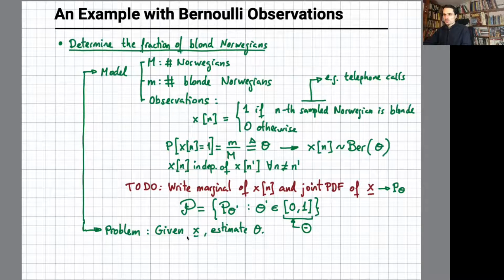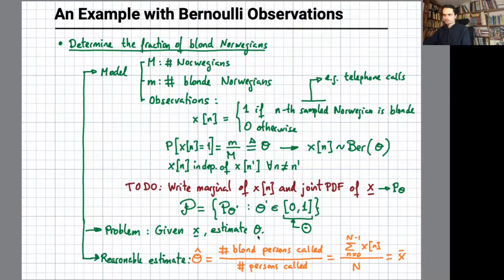So the problem is, given the vector with all these observations, estimate theta, right? And perhaps the most reasonable estimate that any human being would come up with is the number of blonde persons that we called divided by the number of persons that we called, right? So this is this summation divided by n, which is essentially the sample mean of the x. Again, this is based on intuition, and we will be developing the more solid foundations in subsequent lectures.